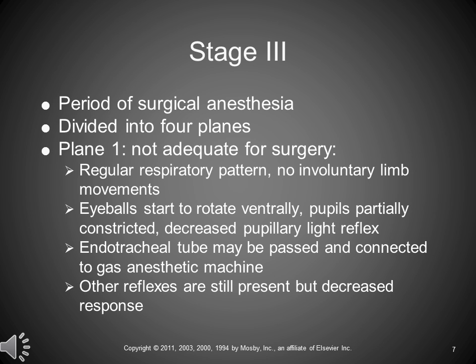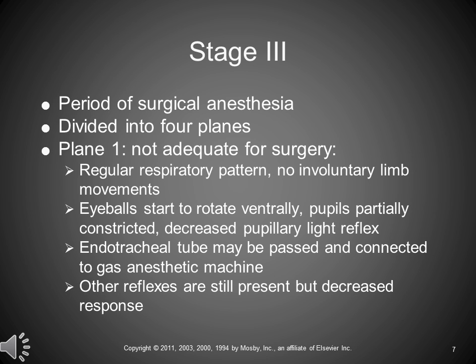The endotracheal tube may be passed and connected to the gas anesthesia machine. The reason we get to stage 3, plane 1, is to get a tube in them, get them on gas, and start keeping them on the downward little flow towards where we're going to be doing surgery. Other reflexes are still present, but decreased. What you're going to see on these guys, there's going to be a lot of muscle tension. In some cases, they still have pretty good jaw tension. If you try to pass an endotracheal tube, you may or may not have laryngeal spasms, but you can usually get a tube in.